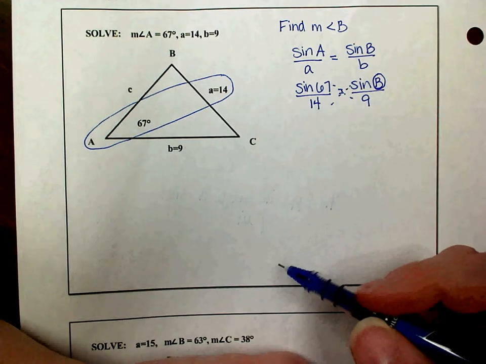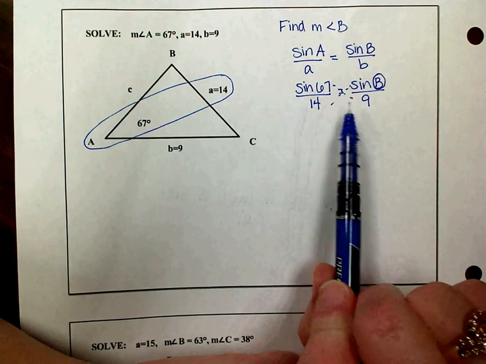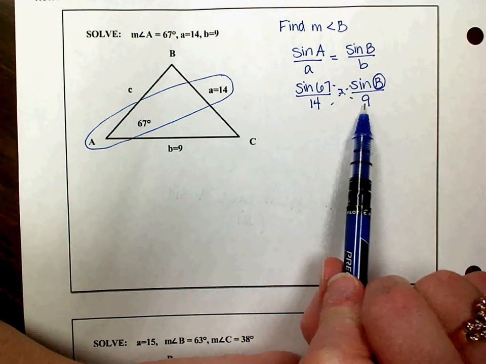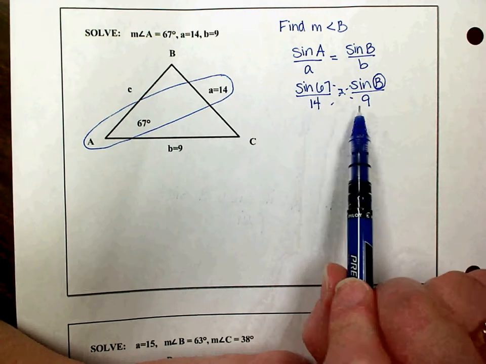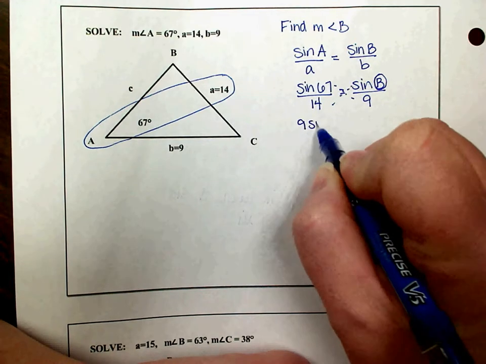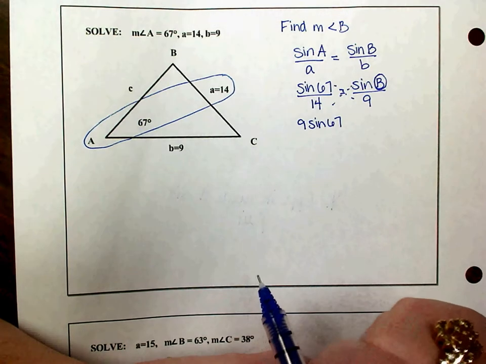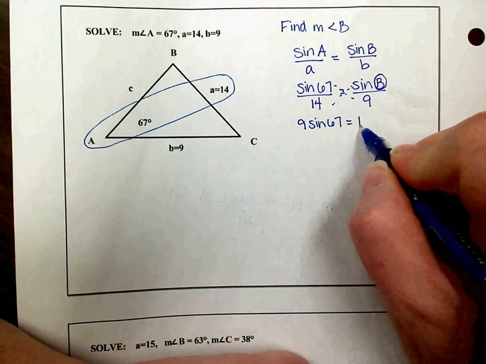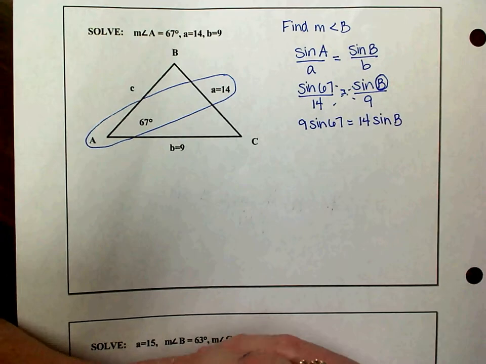Multiply the numbers across from each other. Now, when you multiply sine of 67 times 9, you're not multiplying the 67 and the 9. This 67 is having the sine taken of it. So when I multiply 9 times sine of 67, I'm going to put the 9 in front as a coefficient. I'm not going to write it behind the 67. When I multiply 14 times the sine of B, again, I'm going to put the 14 in front like it's a coefficient.